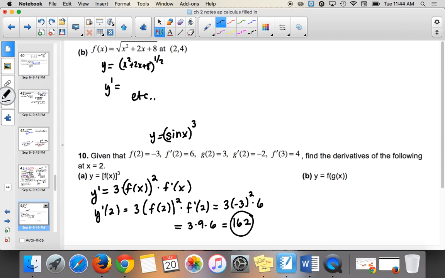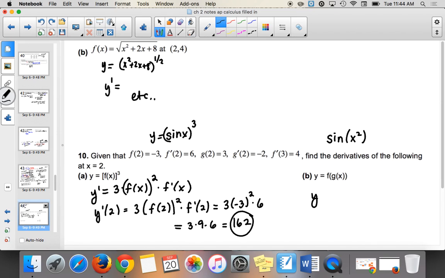All right, for the next one, if I have f of g of x, think of f of x as being like sine and g of x as being something else. So what if you had sine of x squared? How would you take the derivative? It would be cosine of x squared times 2x.